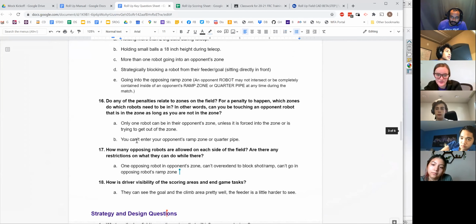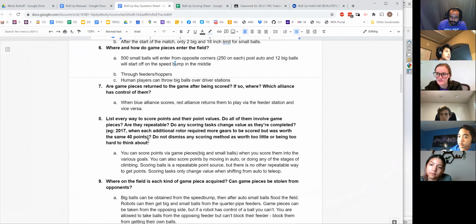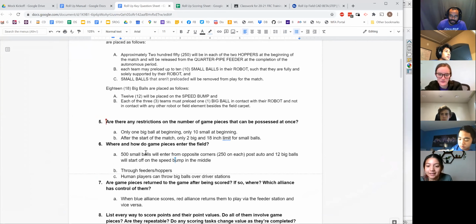For just the big balls. Yeah, how many big balls total? 4. What? I don't know. If there's 12... How many? No, just how many are there? There are 18 big balls on the field, right?